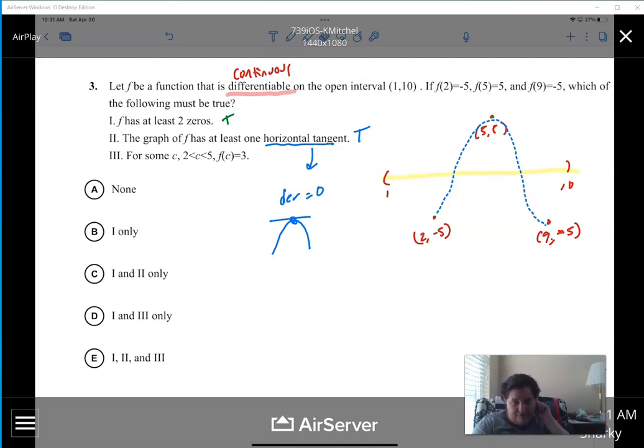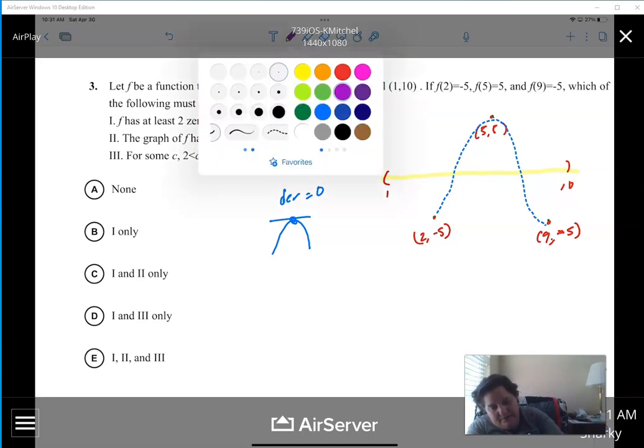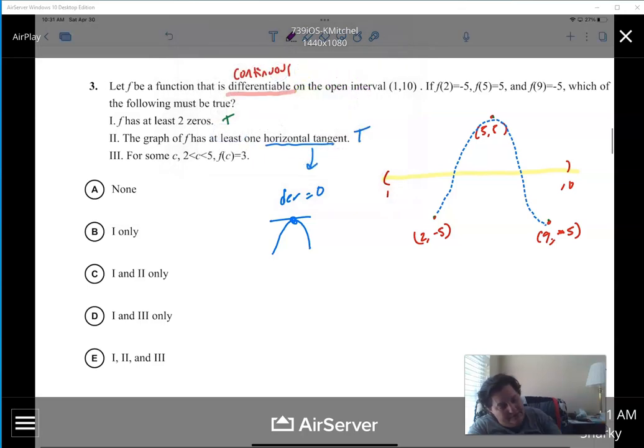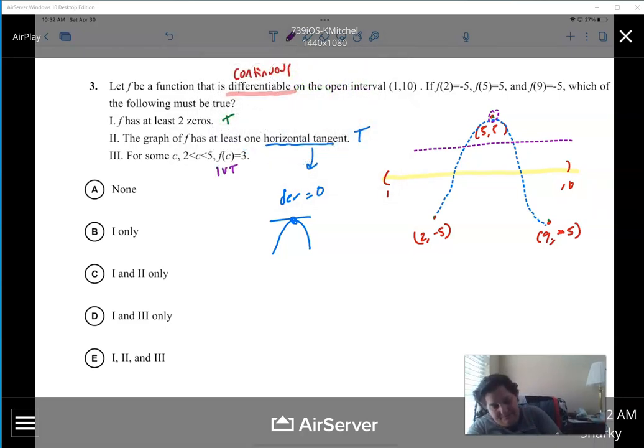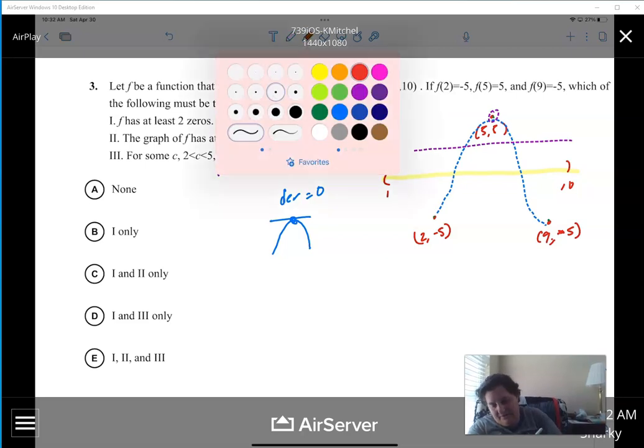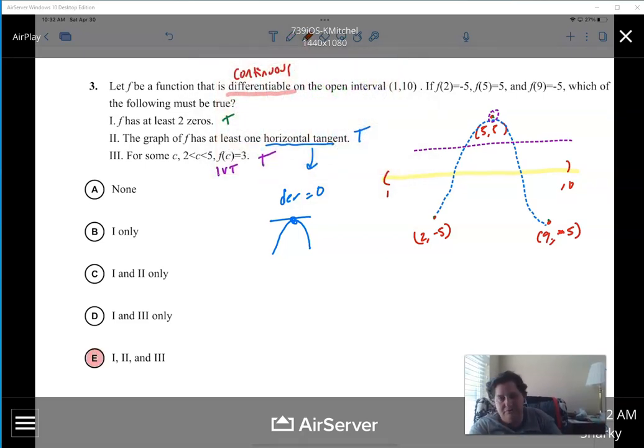Okay, my last one says that for some number c in between 2 and 5, f of c has to equal 3. Let's see here. Is there a number where this has to equal 3? So a y value of 3 would be up there. I mean, yeah, if it's getting up to 5, it has to equal 3 somewhere between 2 and 5. Yeah, it does, because it's going from -5 to +5. That, you guys, is the intermediate value theorem. Okay, so that's also true. So I'm going to go ahead and say that all of the above are true.